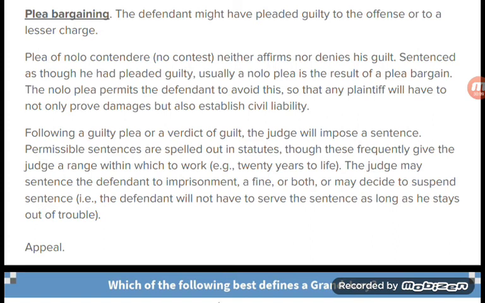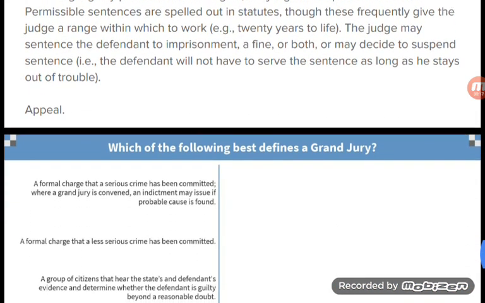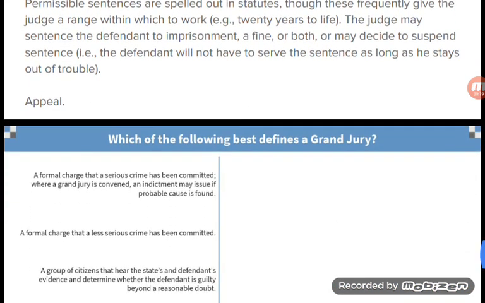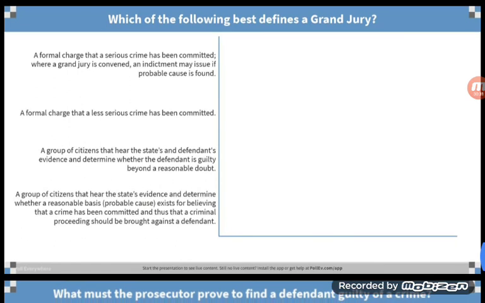Of course, following the guilty plea or the plea of no contest, the judge will impose a sentence. The judge typically has some ability to choose whether or not you're going to have imprisonment, a fine, or both, a suspended sentence, parole, community actions, or some other things they might require the defendant to do.